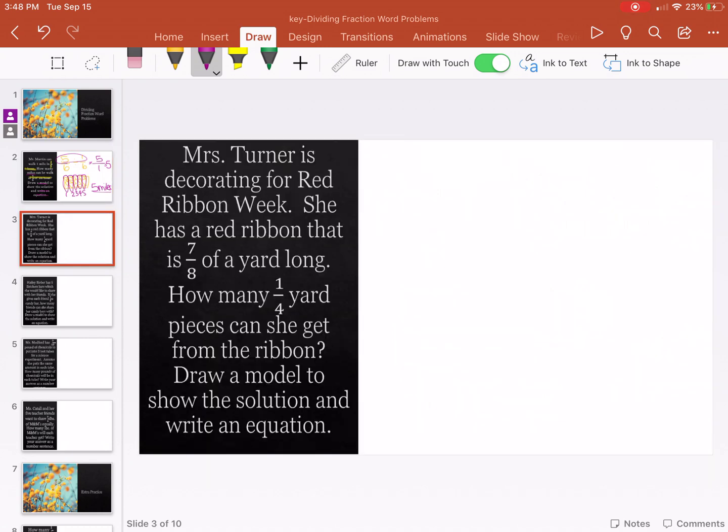Okay, Miss Turner is decorating for Red Ribbon Week. She has a red ribbon that is 7/8 of a yard long. How many 1/4 pieces can she make? We are going to do the model and the equation. So what do we have? We have 7/8 and we're breaking it into 1/4.